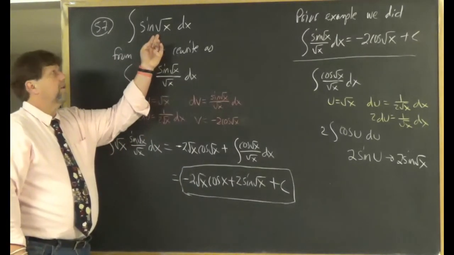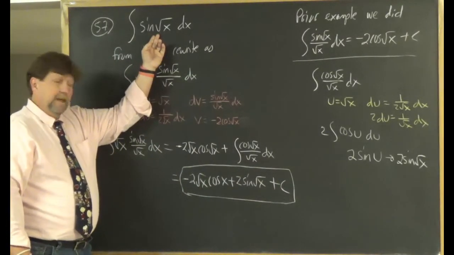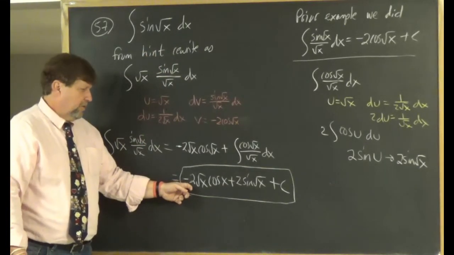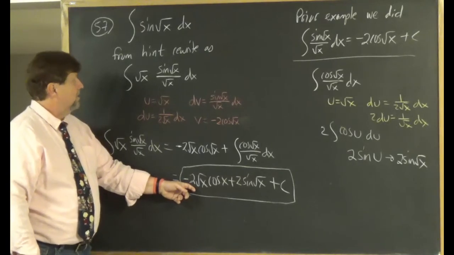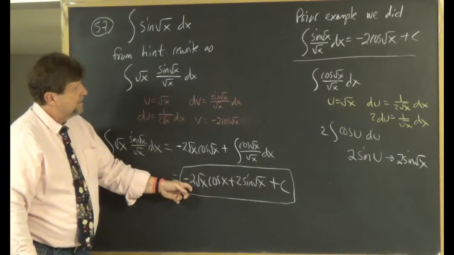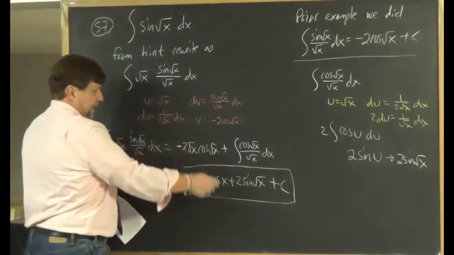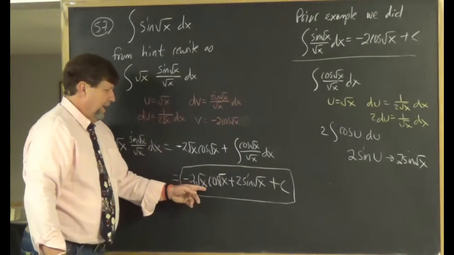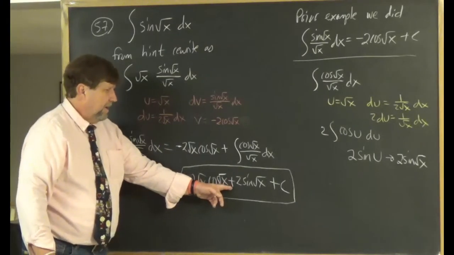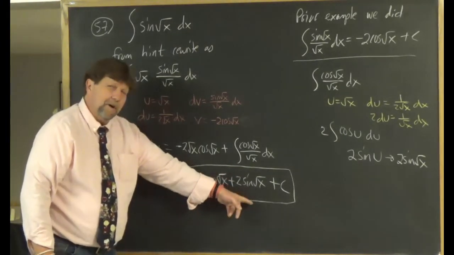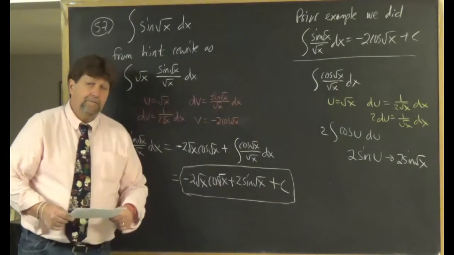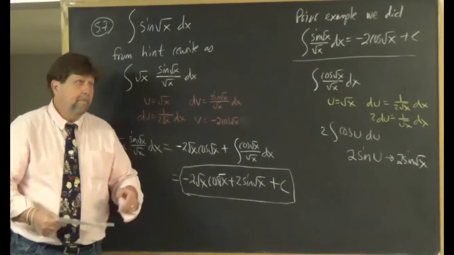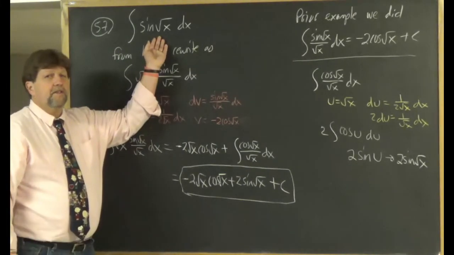So this integral, the integral of sine of square root x, is equal to, that's the antiderivative, negative 2 square root x cosine of x, oh, I left off the square root, negative 2 square root x cosine square root x plus 2 sine square root x plus c. So here's the deal. This is what you originally started with.